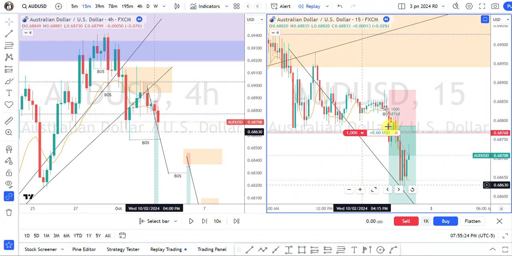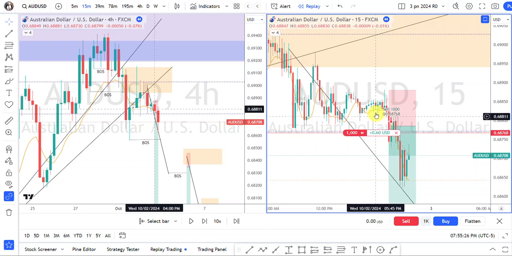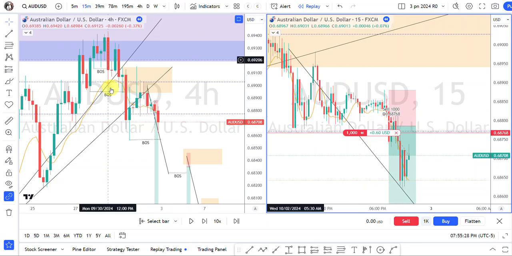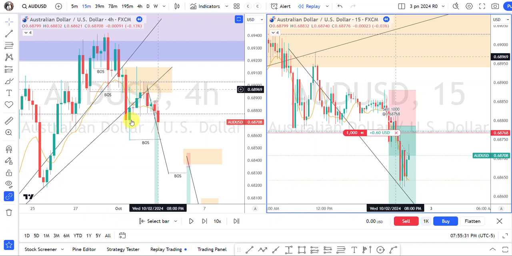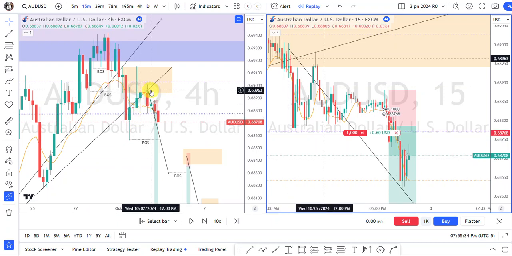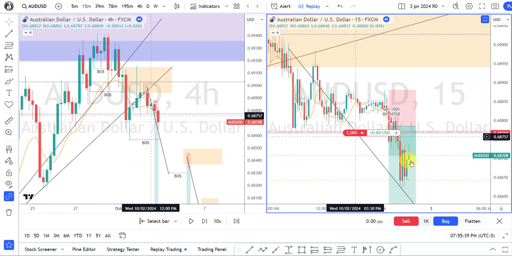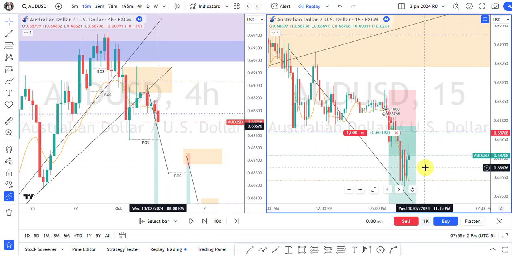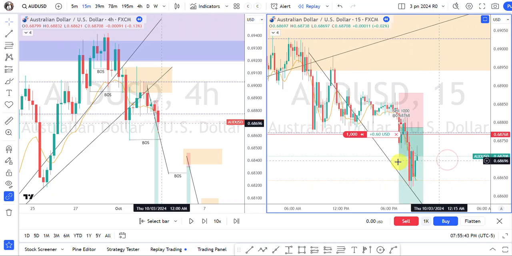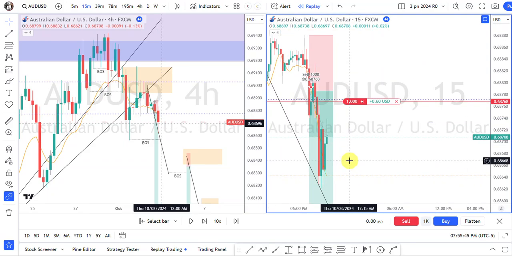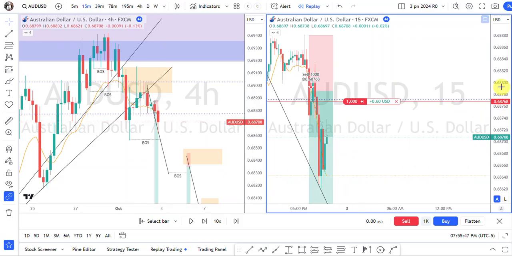And the probability was with us in this case because we've come down through two trend lines. We've taken out two liquidity zones. And that's why this was a fairly safe entry without having a full retracement. So now what we're going to do is go back a little bit here, just fast forward to the next one.